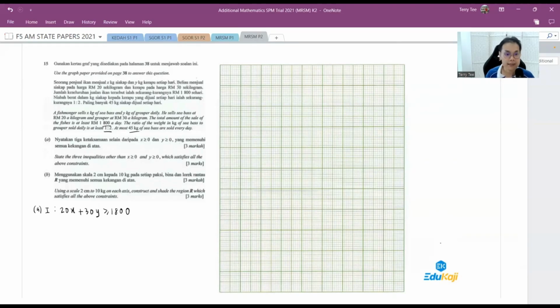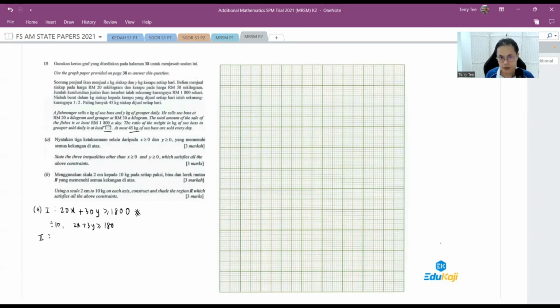Now actually you can leave it like this, but when you draw the graph, it's easier if you simplify this to the lowest term. It is actually okay to stop here, but I'm just going to divide by 10 so that for the subsequent part, when I draw the graph, it's easier. This is now greater or equal to 180.